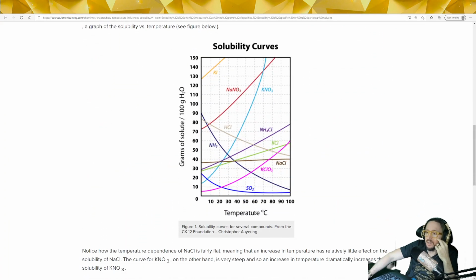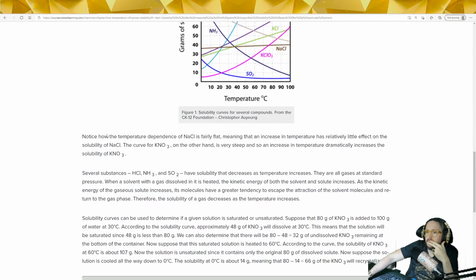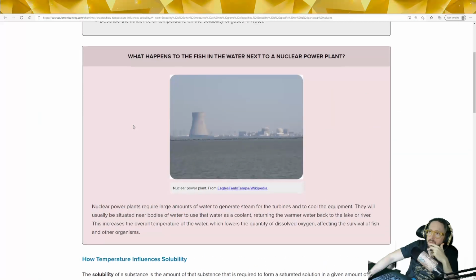Okay, this is cool. I learned something today, guys. I didn't know solubility changes for different substances. For instance, for ammonium chloride, as you go up in temperature, solubility gets better. Grams of solute is how much powder you can throw in the liquid, over 100 grams. So that gets bigger. But for hydrochloric acid, as the temperature goes up, you can fit less of it in. Same thing for ammonia and sulfur dioxide. KNO3, potassium nitrate, has the most change. So I guess it depends on the substance.